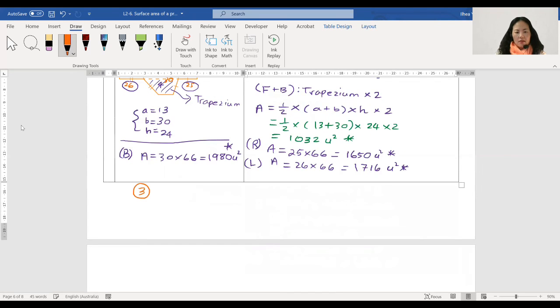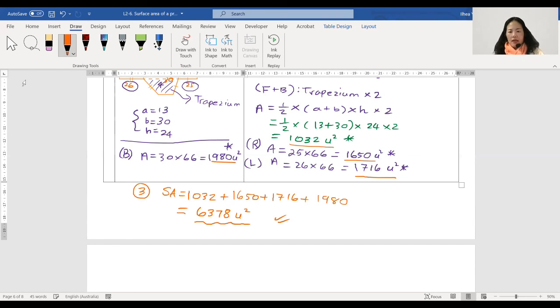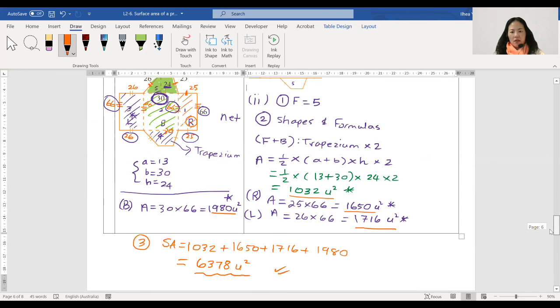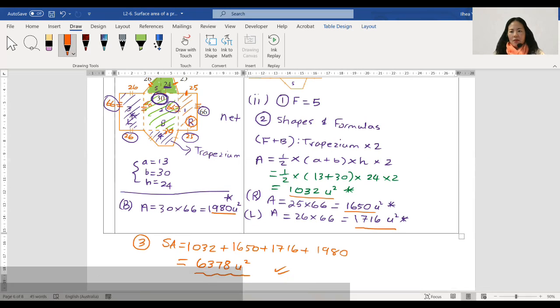Step 3, surface area. The first was the front and the back, 1,032, plus my right, 1,650, and my left, 1,716, and my base, 1,980. If I add it all together, I will get 6,378 square units. That's all we got. That was interesting. That's all for today's lesson. Well done, people.